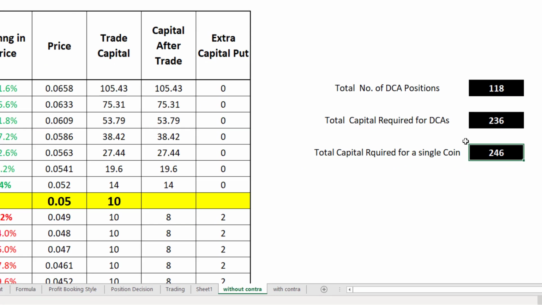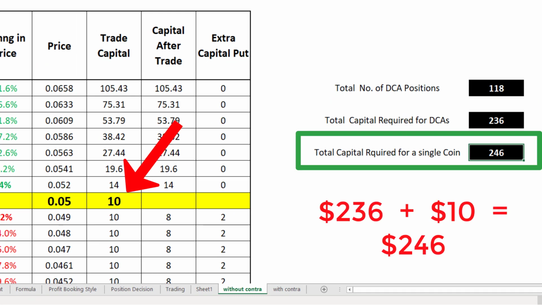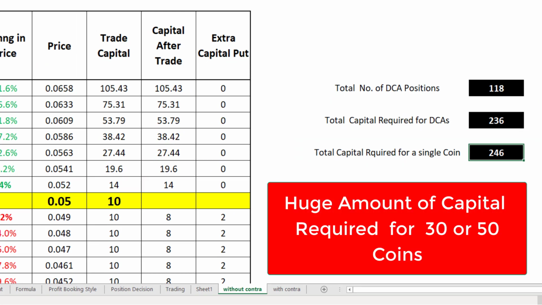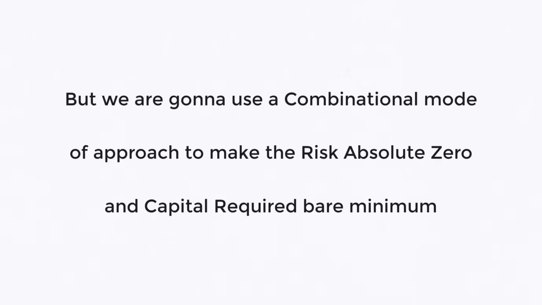So the total capital we need to put for any coin would be this amount plus the initial amount of $10 we put, which comes to a total of $246. So for 30 or 50 coins, we need a huge amount of capital to deploy this strategy. That's a drawback of this strategy. So in order to reduce this capital requirement, we are going to use a combinational strategy model instead of the previous one. And this new model will also reduce the risk to a bare minimum. Let's see how it functions.